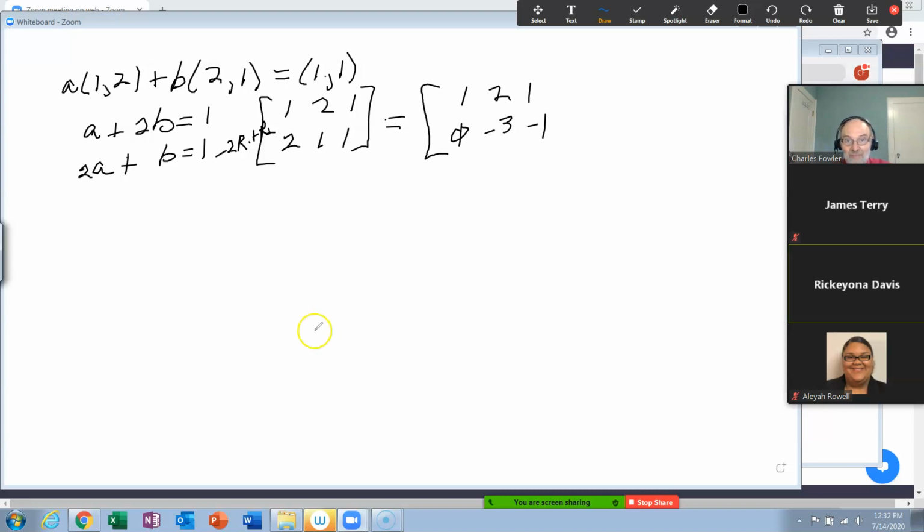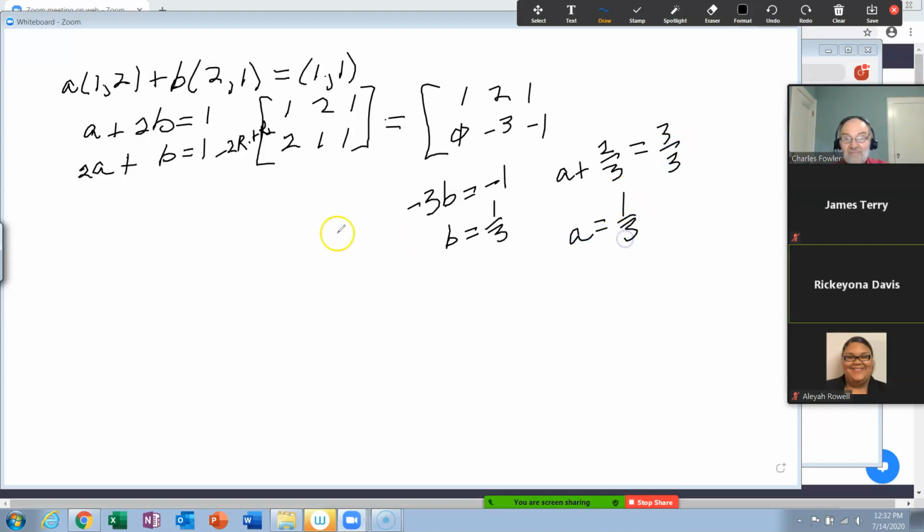Basically, you can tell from the bottom here that minus 3B is equal to minus 1. So B is equal to 1/3. And because A plus 2/3 is equal to 3/3, then you would have A is equal to 1/3. Let's see if that works.